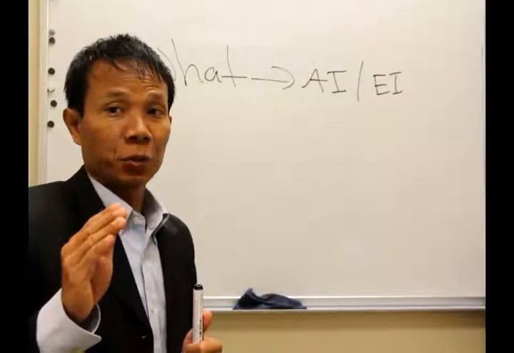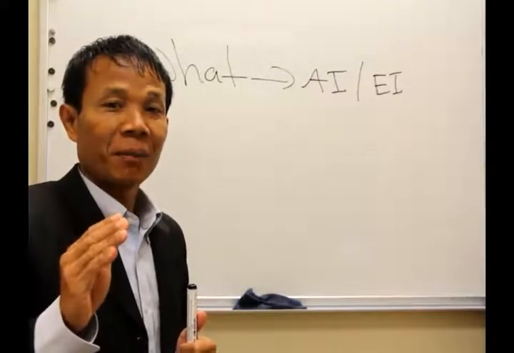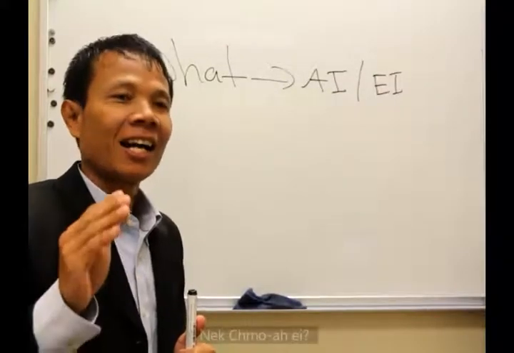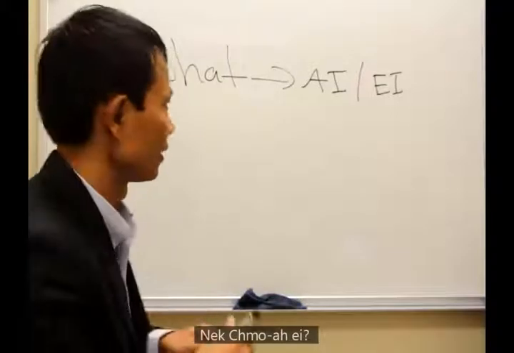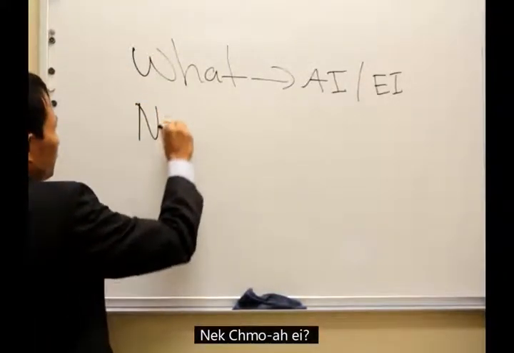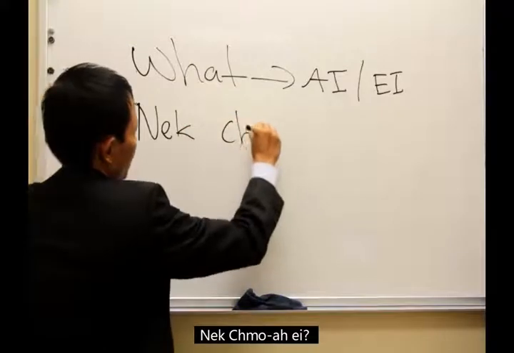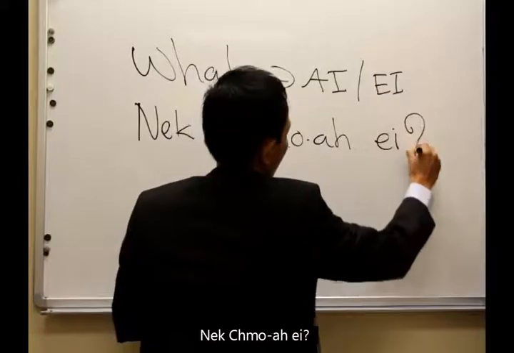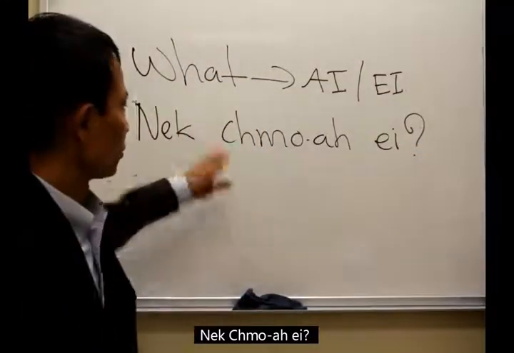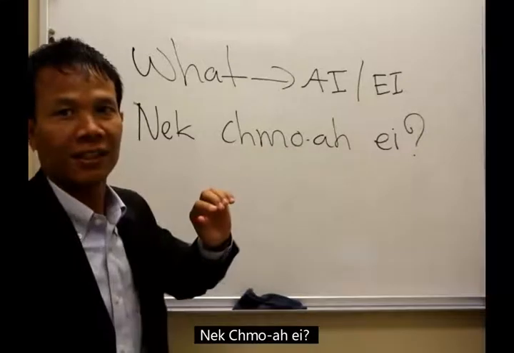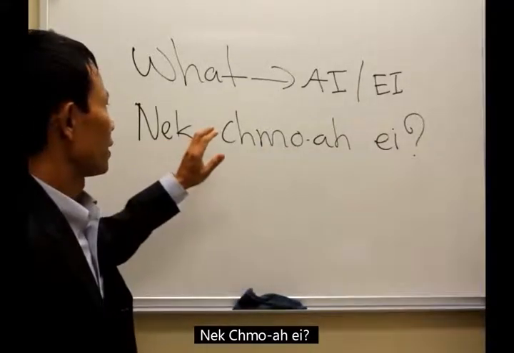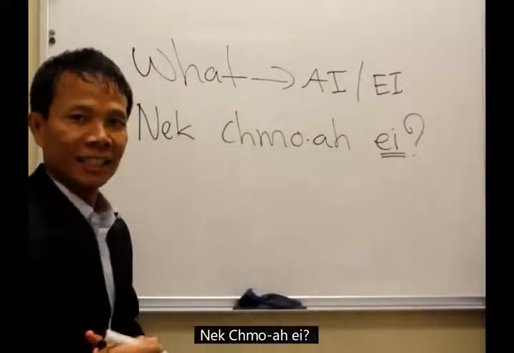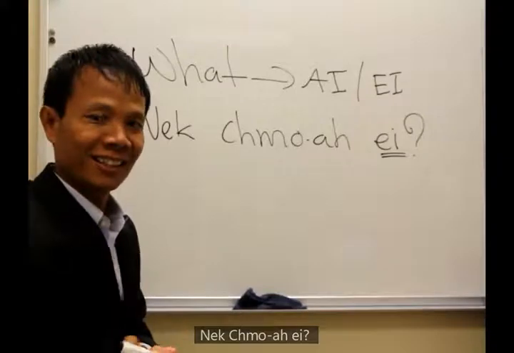So you see in English what is at the beginning of the sentence, but in Khmer we say Nek chmuo ai. Nek chmuo ai. So Nek chmuo ai means what is your name? So see, the question marker here is at the end of the sentence, ai. Nek chmuo ai.